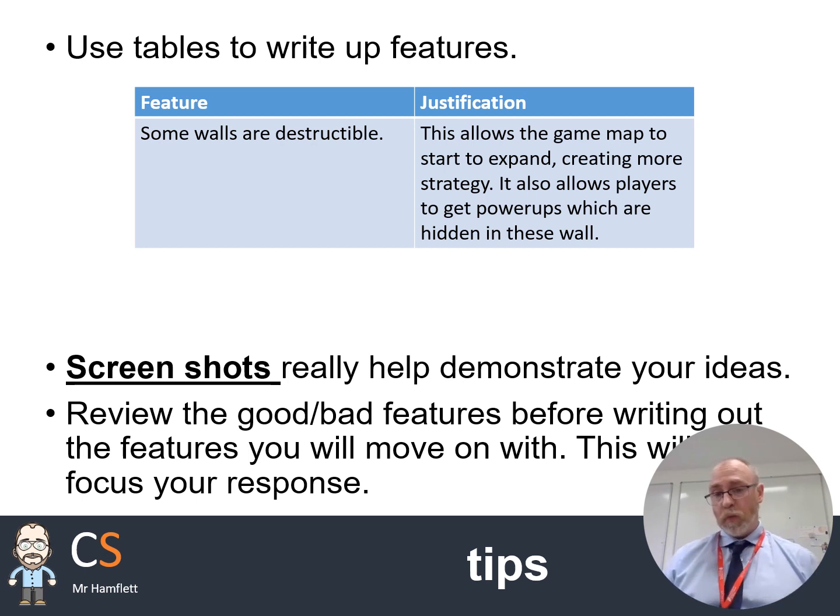The next stage, once you have described the overview of how it works, is that we're starting to narrow in on the features. Based on your research, you have to pull out which features you're going to include, and which features you're not going to put in there at all. For example, in Bomb Man, some walls might be destructible. Justification for that: this allows the game map to expand, creating more strategy. It also allows players to get power-ups which are hidden in these walls. So I'm starting to delve into why it's an important feature.